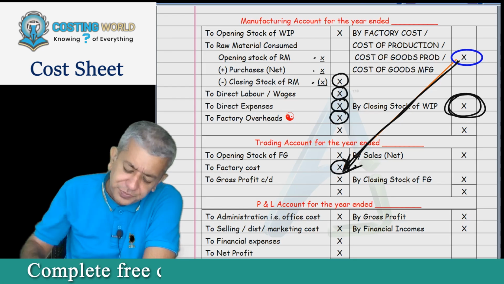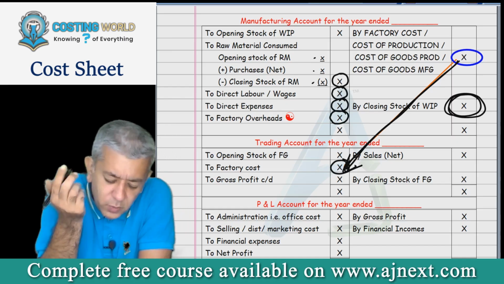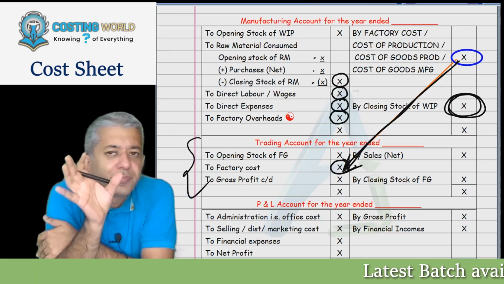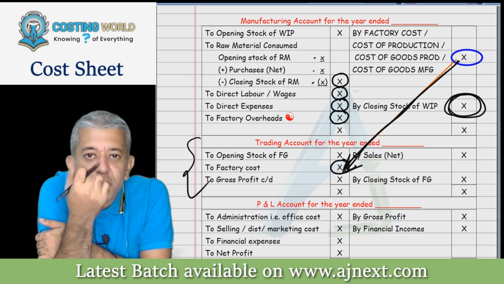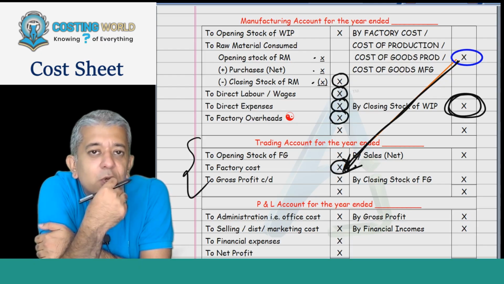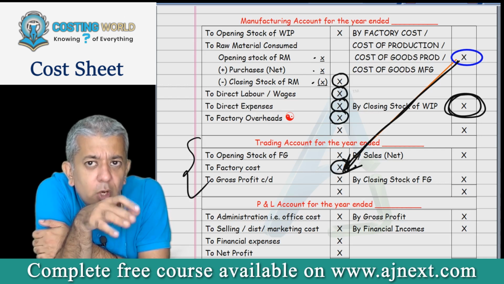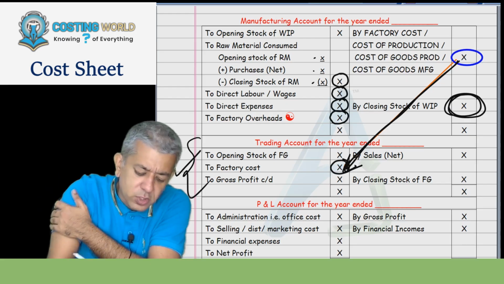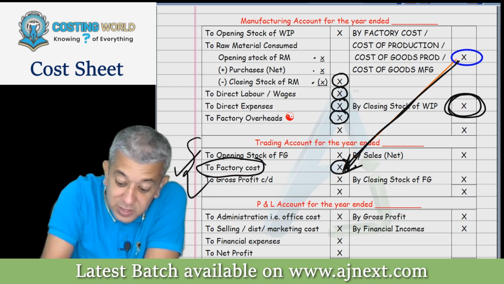If you do not understand that statement, let me ask you: this three-liner account is which account? Trading account. If I ask a question which an 8th standard student would also know, what do you trade, WIP or finished goods? Finished goods. So in any case, only the cost of finished goods should reach over here. Therefore, this is factory cost.